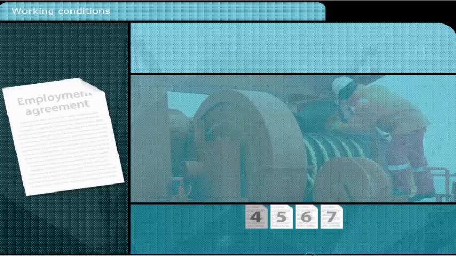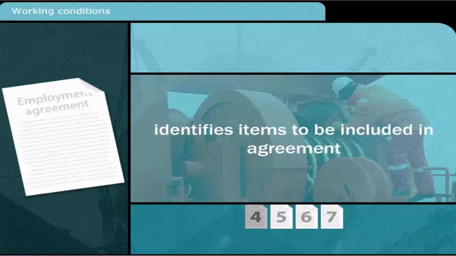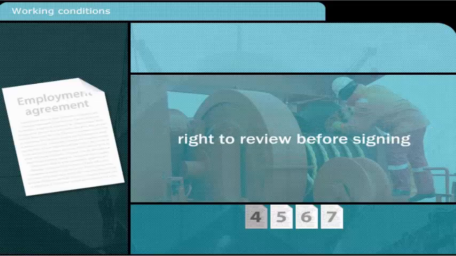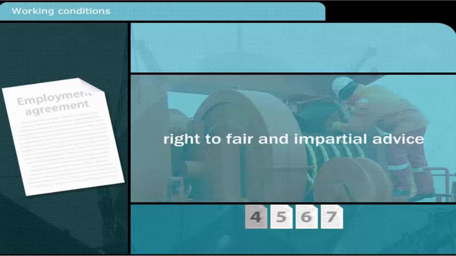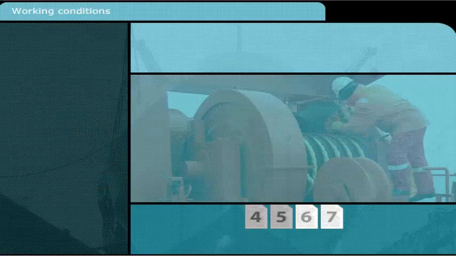The requirements regarding seafarers' employment agreements are covered by Regulation 2.1, the purpose of which is to ensure that seafarers have a fair employment agreement. This regulation details what should be included in seafarers' employment agreements and the rights that seafarers have in respect of the agreements. It clearly identifies the right for a seafarer to have the opportunity to review an agreement before signing it. It also gives the seafarer the right of access to fair and impartial advice regarding the agreement, and it also makes it compulsory for each seafarer to be given a signed copy of the agreement.